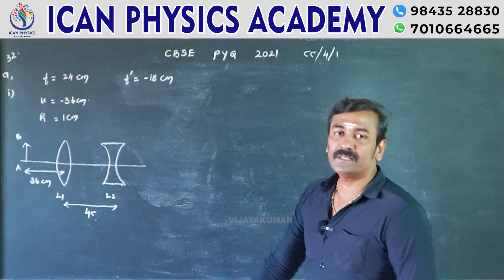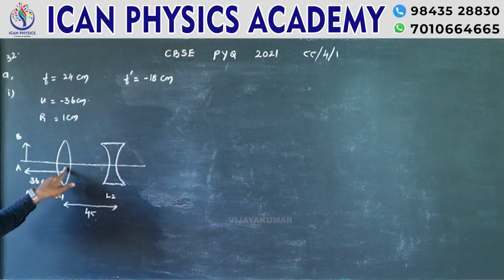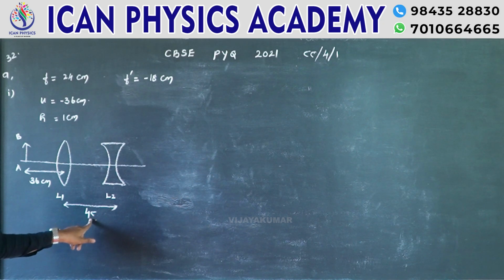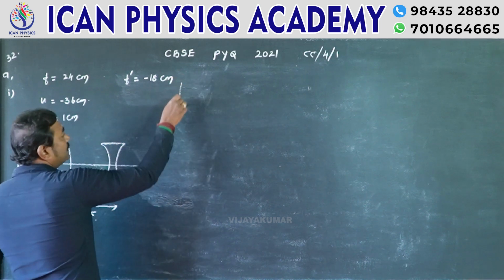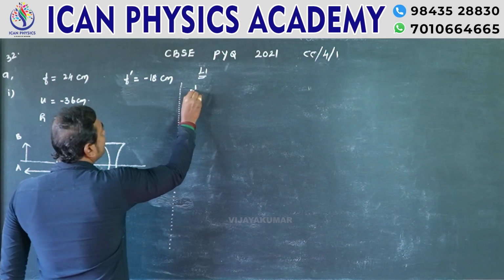Right. From the question, we come to know that there are two lenses, one convex and another concave. They are placed at a distance of 45 centimeter. The convex lens is taken as L1. The object is placed at a distance of 36 centimeter and the object has a height of 1 centimeter. From that, what are we going to calculate? For lens 1, what is the lens formula?